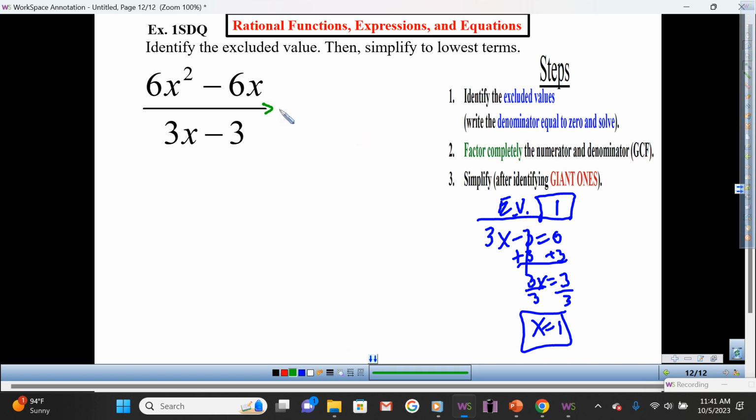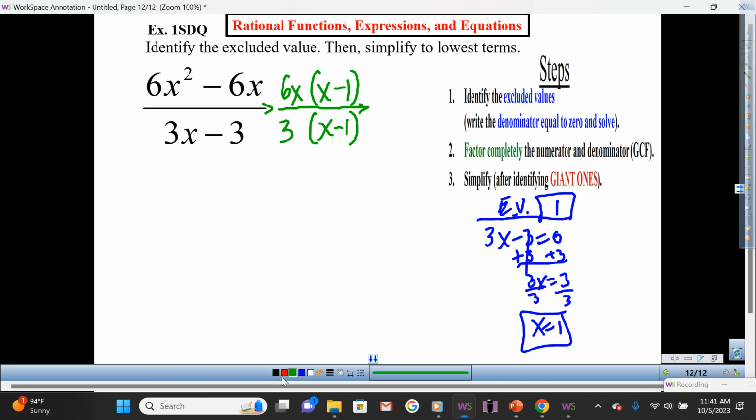Step 2, which is simplify. Factor form of the numerator. What do you get for factor form of the numerator? David. What's the GCF of the numerator? 6x, and that leaves us with x minus 1. So far so good, yes? Look at the denominator. GCF of the denominator, everyone. 3, and that leaves us with x minus 1.